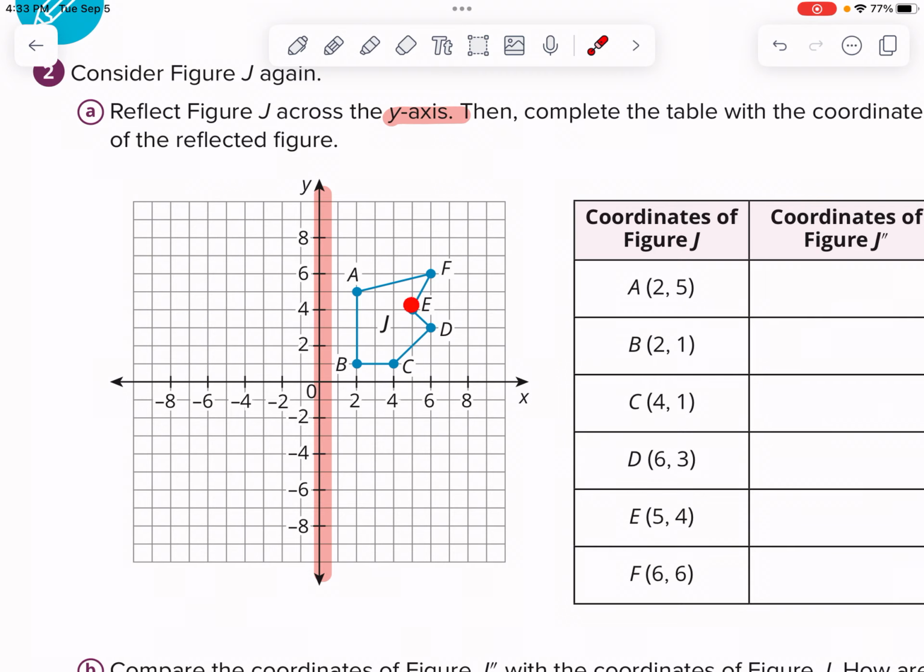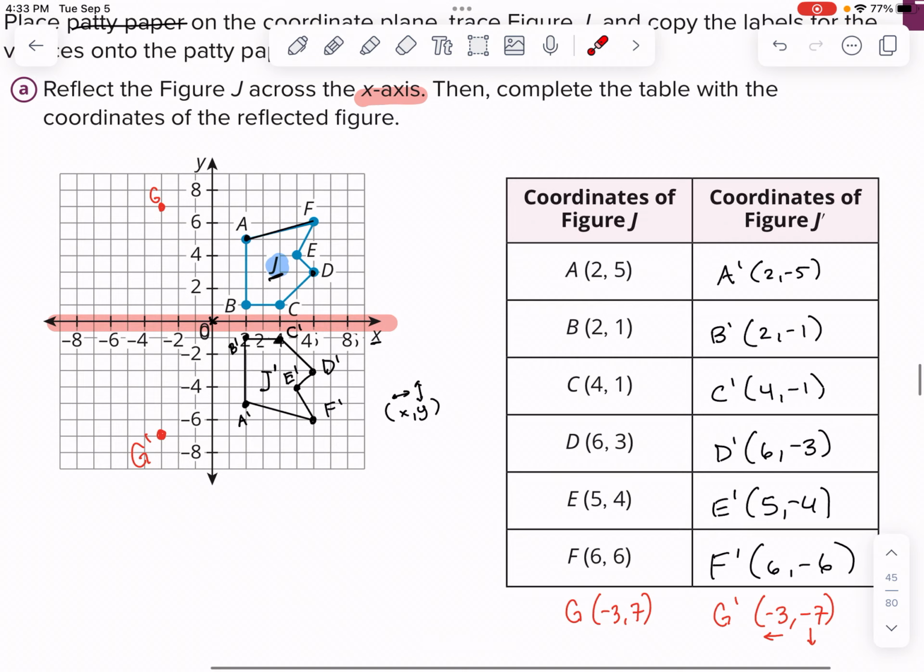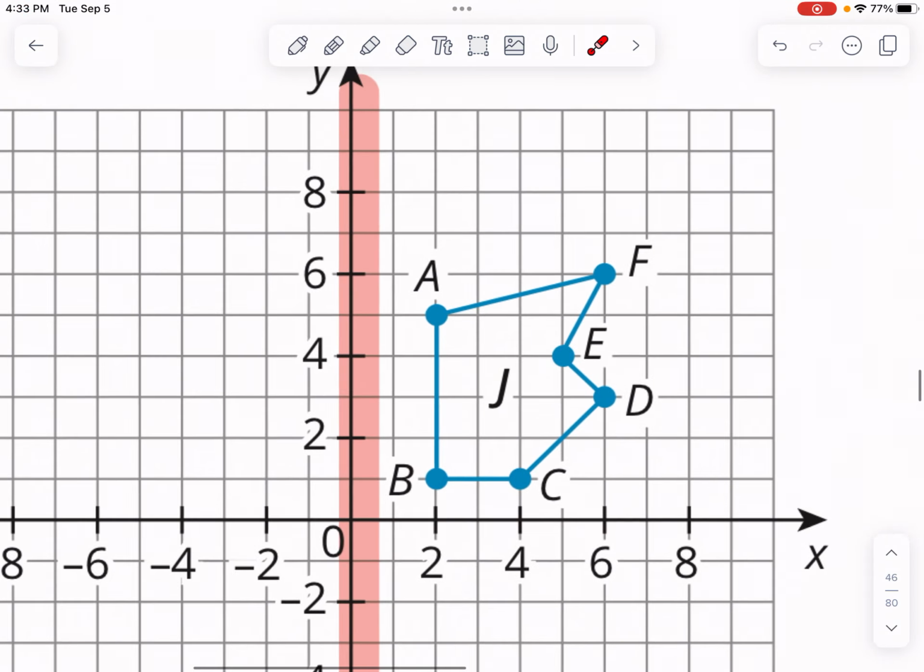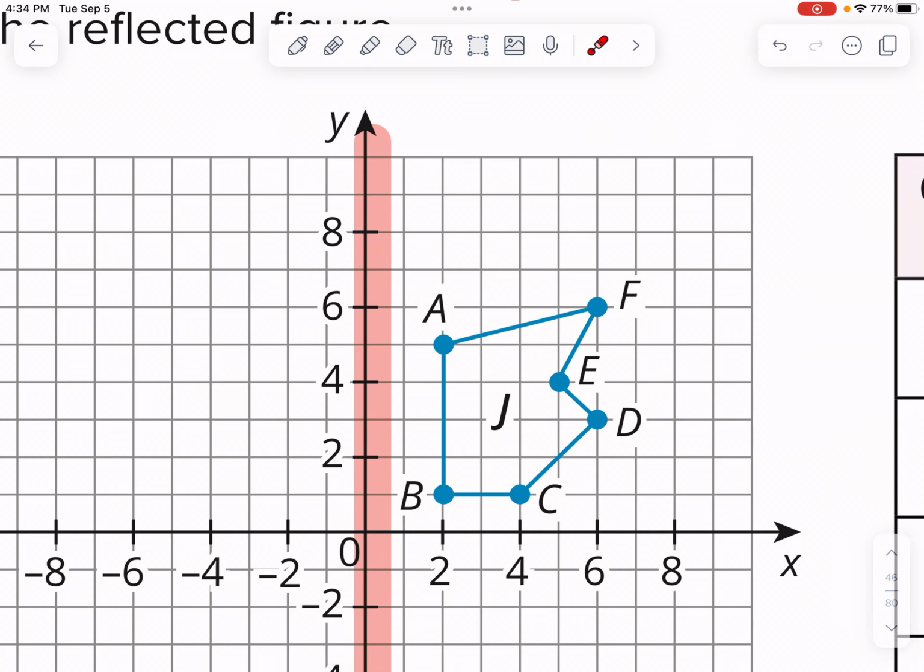This is the same thing that we did on the last one, right? It's the same exact shape, figure J, just right here. But now we're going to reflect. We're just going to ask ourselves, how much are we moving from the left or right of that vertical line? And then write the coordinate. So let's start with A here. A is, right, 2 units away.